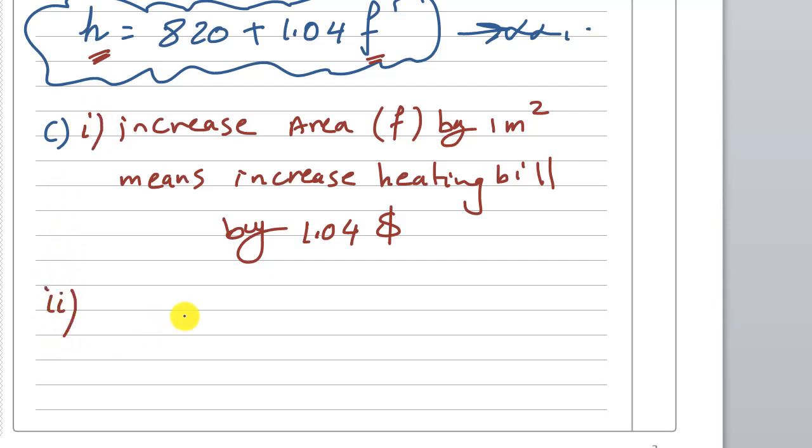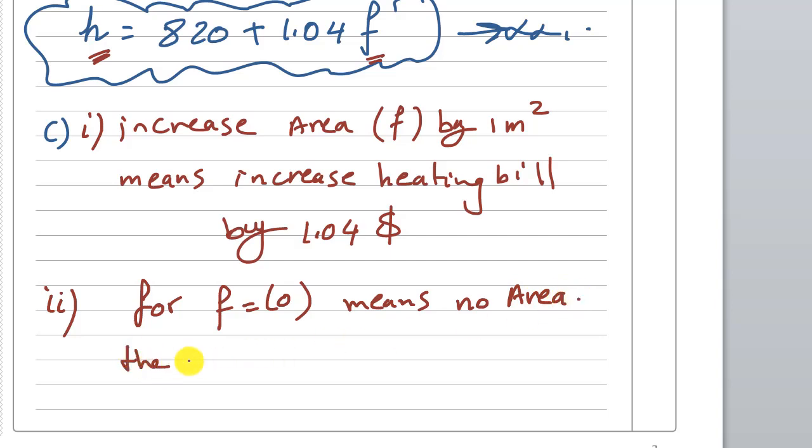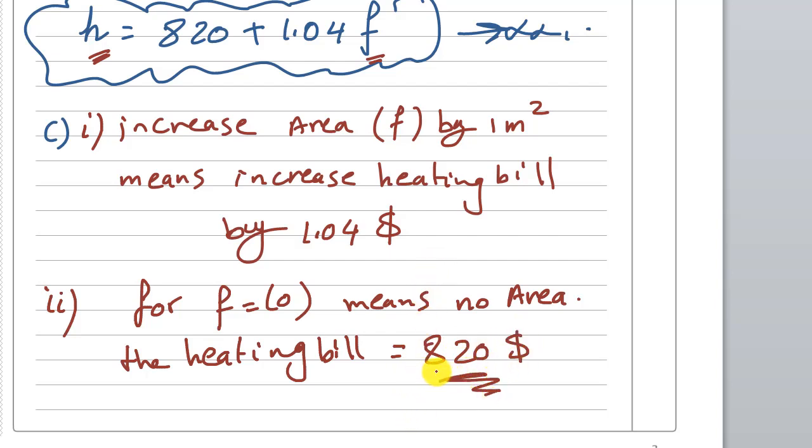Then for F equal to 0, so means no area, the heating bill is equal to $820. It doesn't make sense, but this is the minimum charge for the heating bill for any area. Okay, let us go ahead to another part.